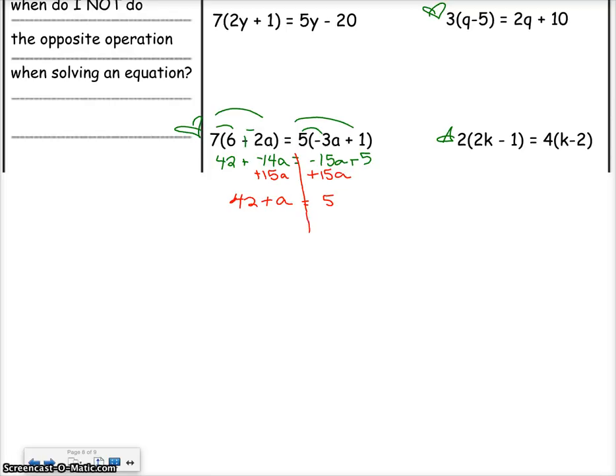Now I move that 42. So it's a positive 42. To get rid of a positive, I subtract. And then they're different signs. Different signs means you take the difference. So 42 minus 5 is 37. And there's more negatives, so negative 37.